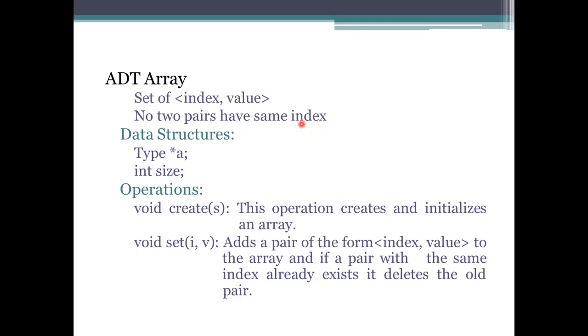The constraint here is that no two pairs have the same index. If you give the same index, the data will be replaced by the second one, meaning the second value you have passed for this index.